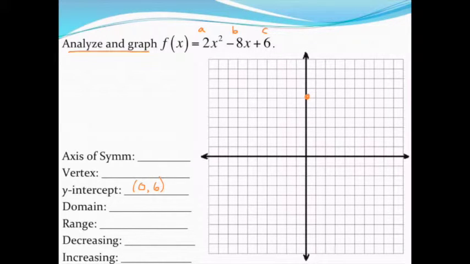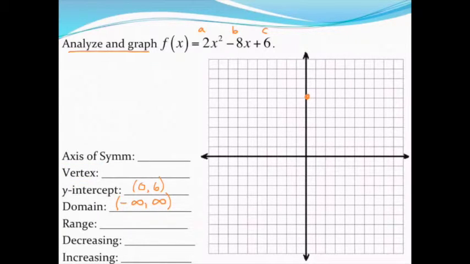Another blank that I can fill out really easily on these analysis problems is the domain. The domain describes how far left or right the graph goes, and since a parabola will open forever as it goes side to side, my domain is going to be all reals, or negative infinity to positive infinity. Next up, I'm going to work on finding my axis of symmetry and my vertex.